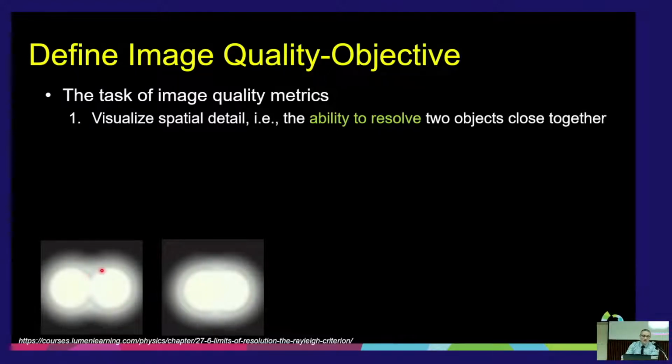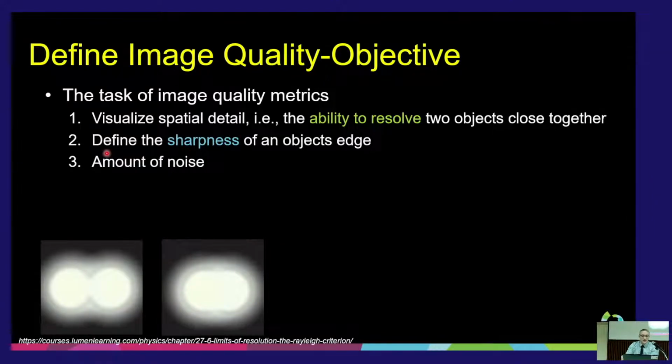How close can two objects be that we can resolve them or differentiate that they're two different structures? So right here, one would argue that's probably one big blob. But one would look at these two structures and say, yeah, I would say there's two objects. So we need to define, second, the sharpness of the object's edge. Third, we need to characterize how much noise is in the image.